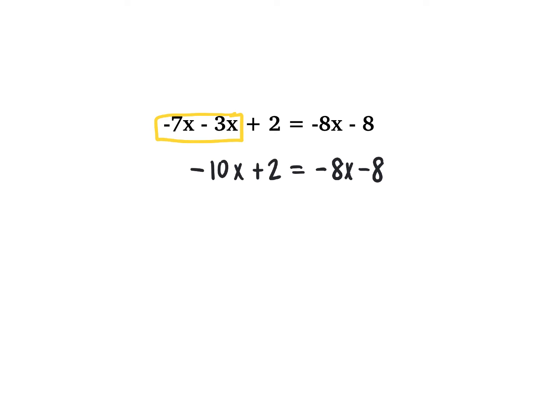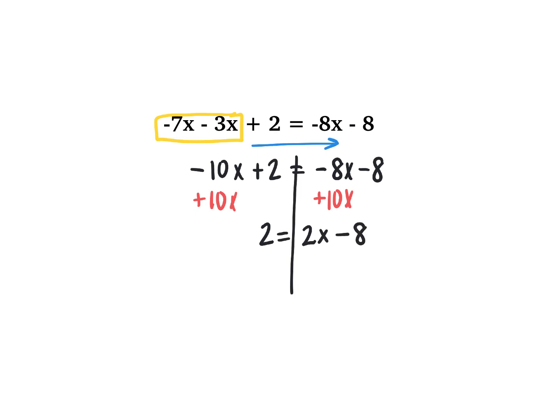As far as choosing what side to go to, I know I'm going to be adding both, so I can see that if I add a 10x, that would give me positives to work with. So that's what I'm going to do. I'm going to add a 10x and move all my variables to this side. So I still have a 2 over here. Combining like terms would give me a positive 2x, and then I still have that minus 8. So now getting rid of my constant, I would add 8 to both sides, giving me 10 is equal to 2x. Then if I undo that multiplication by using division, I get a final answer of 5.